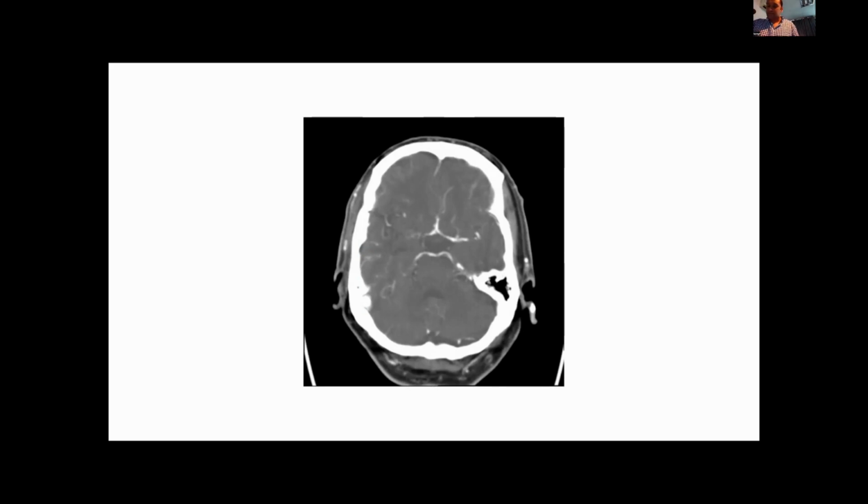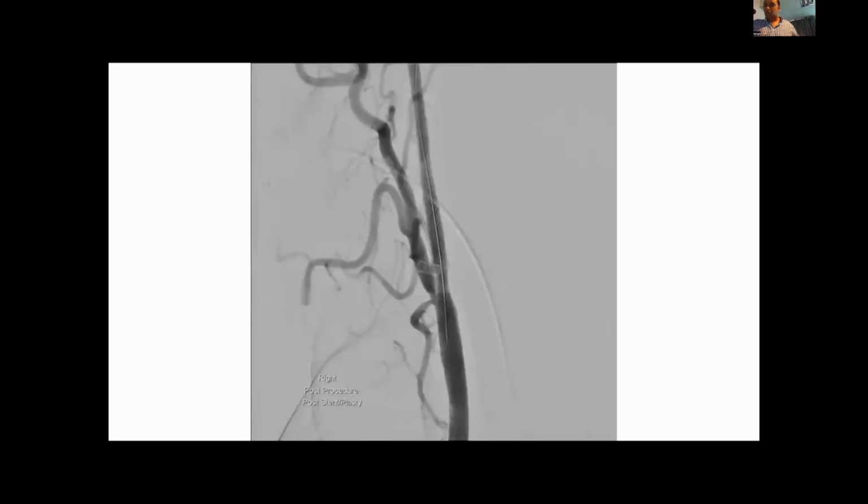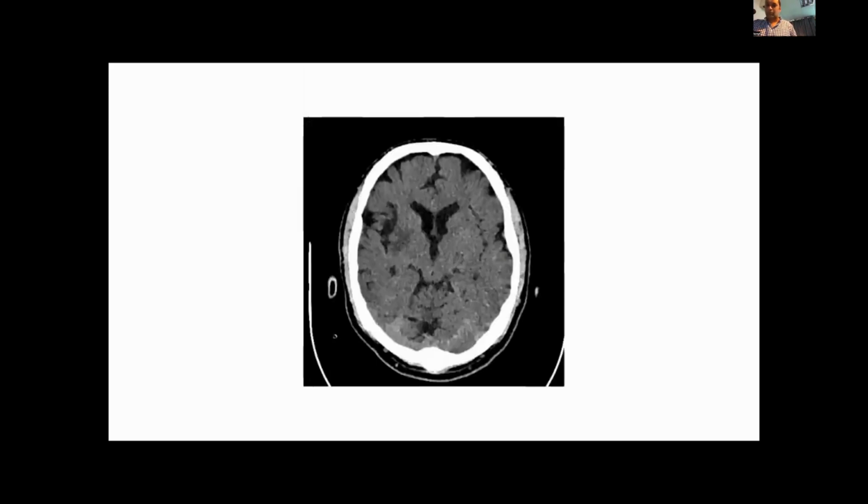Now, it just so happens he's at a site where we're able to do clot retrieval, so we ended up getting IV tPA, getting the clot pulled out, and that's what he looks like. So that's a devastating stroke.